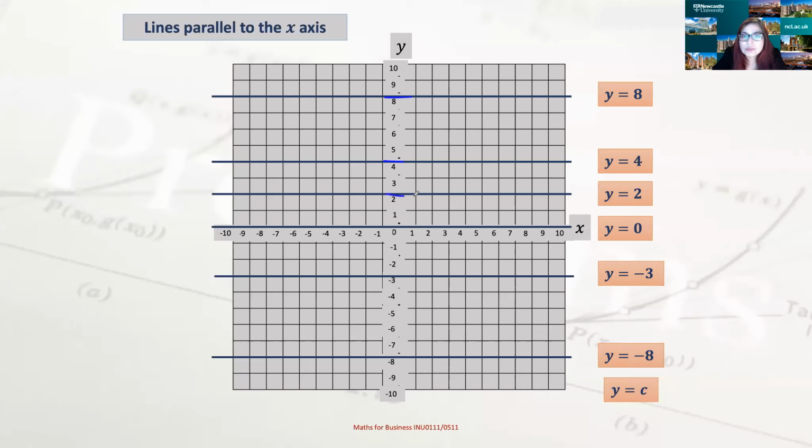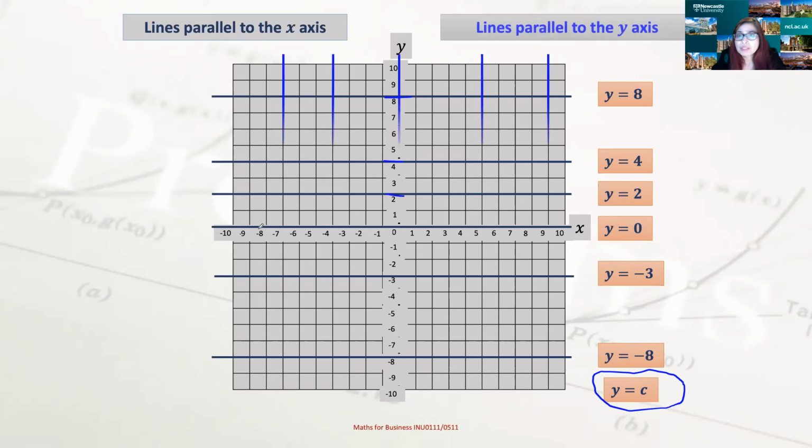So y is equal to 2. At every point, y is equal to 2, y is equal to 0. Look at the beautiful straight line and their equation, yeah? So in general, a line parallel to the x-axis is given by y is equal to c, where c is just a constant number, okay? It's just a number, depending on the line, yeah?